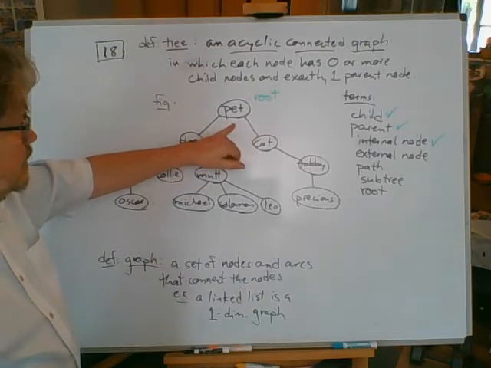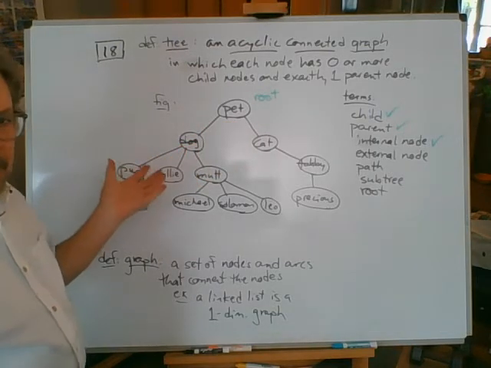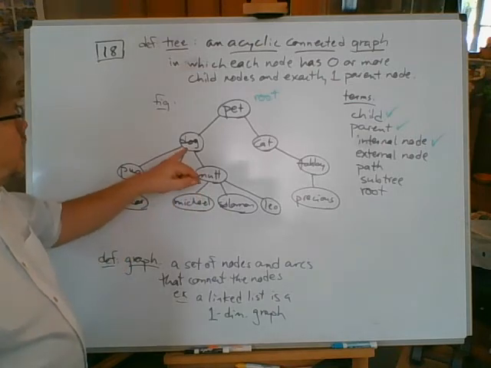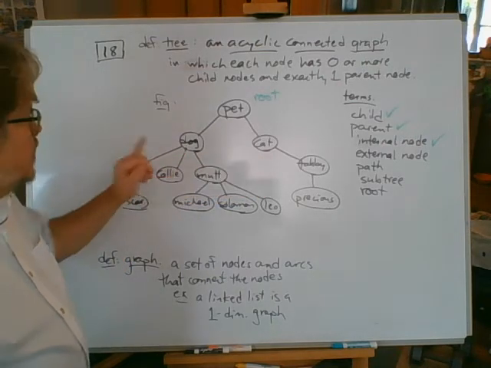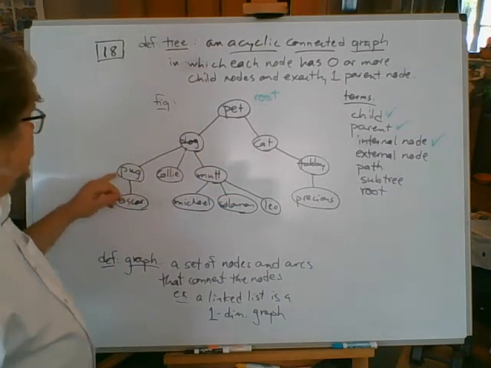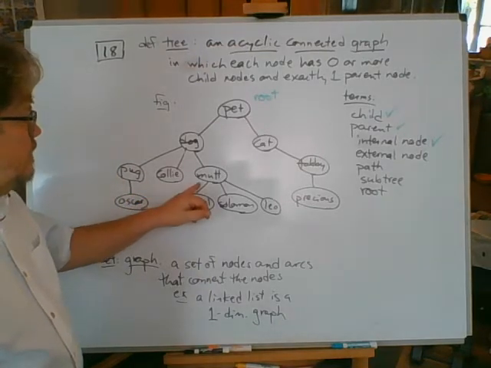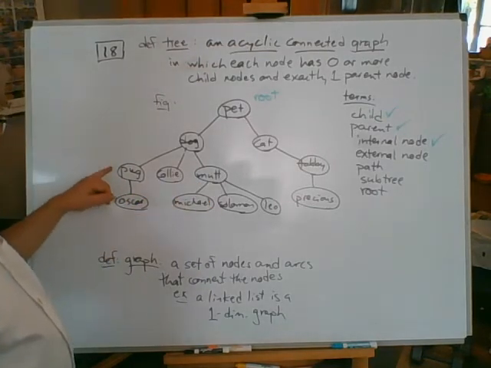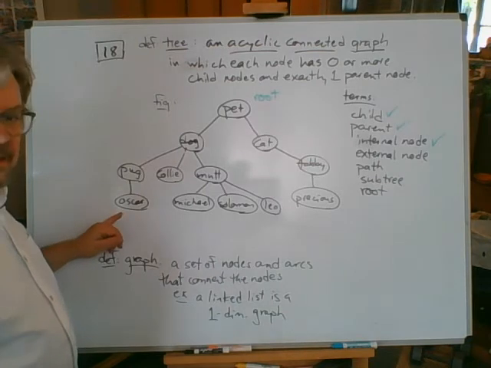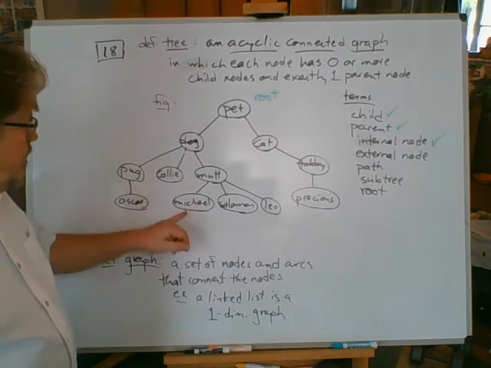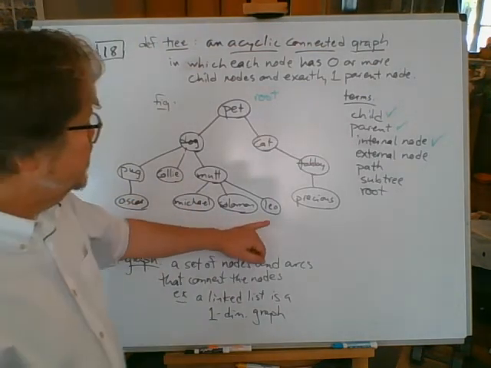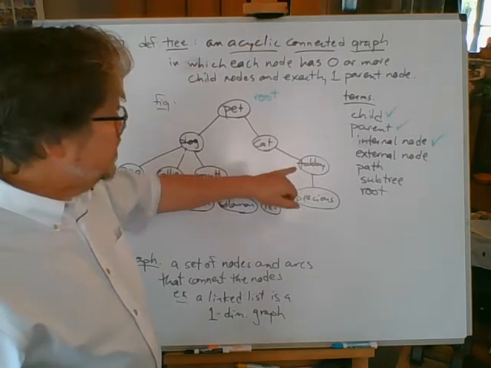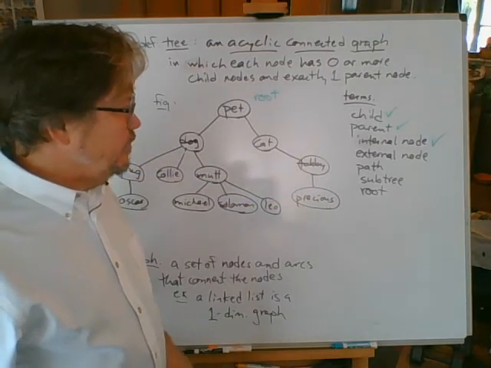Pet is at the top of the whole thing. It has two children. Look at the terms I can already use. Two children, dog and cat. Dog is the parent of pug, collie, and mutt. Pug is the parent of Oscar. Mutt is the parent of Michael, Solomon, and Leo. Over here, cat is the parent of Tabby. Tabby is the parent of Precious.